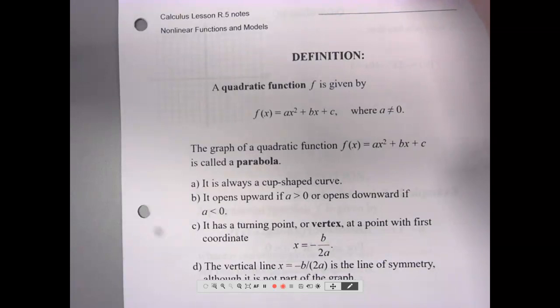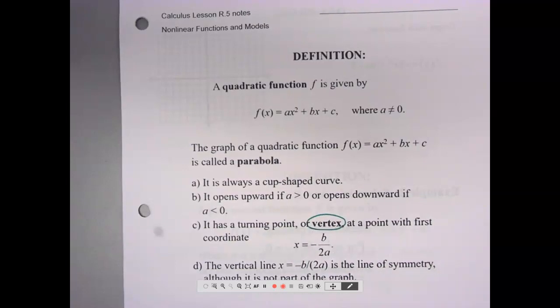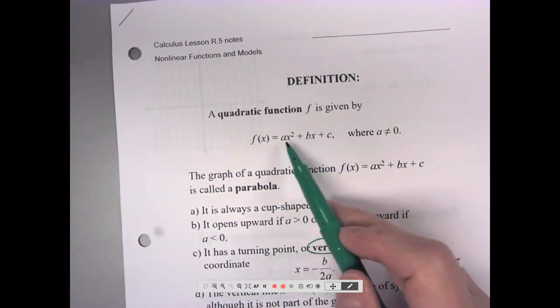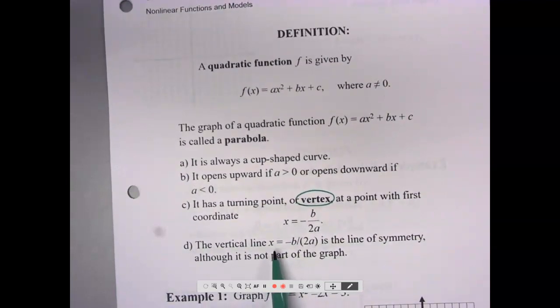Okay, that turning point on a parabola, which is also going to be the lowest or the highest point on the parabola, depending on which way it opens, is called a vertex. And it's an important point on the parabola because it is either that maximum or minimum point. The x-coordinate of a parabola can always be found by taking negative b and dividing by 2a. What are b and a? The coefficients here in front of the x squared or the x term. The vertical line x equals that number is the line of symmetry, although it is not part of the graph.